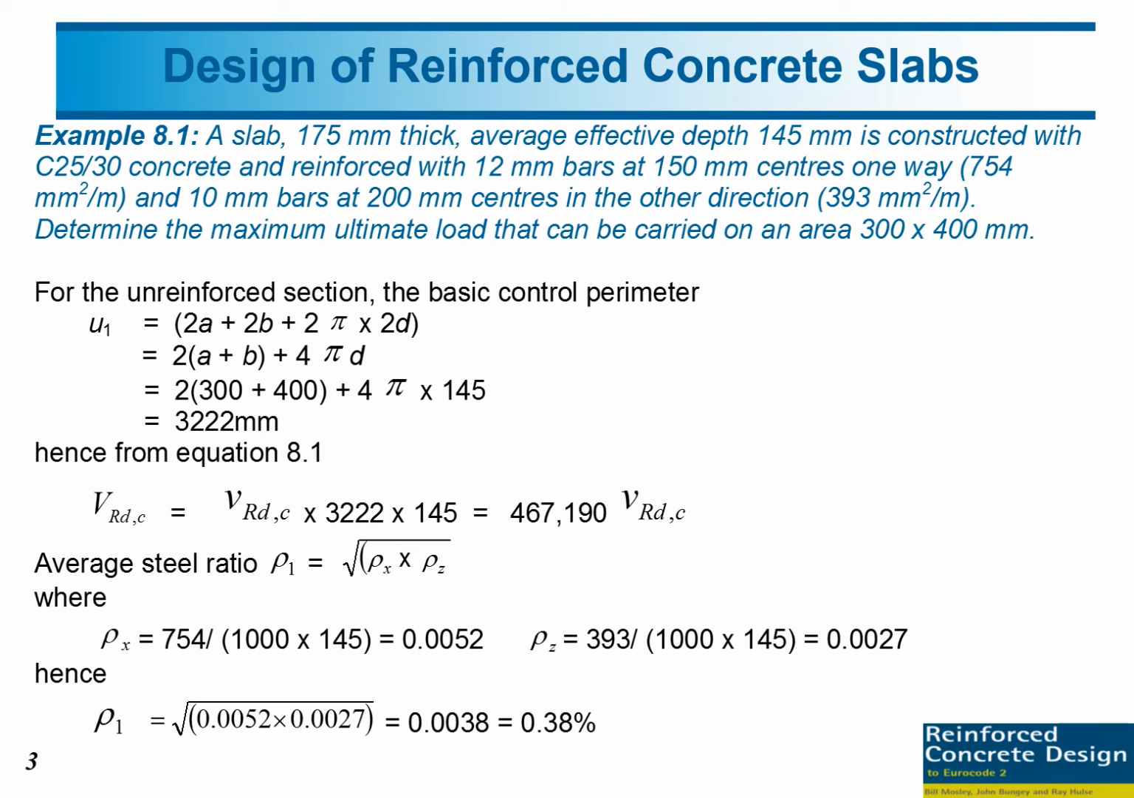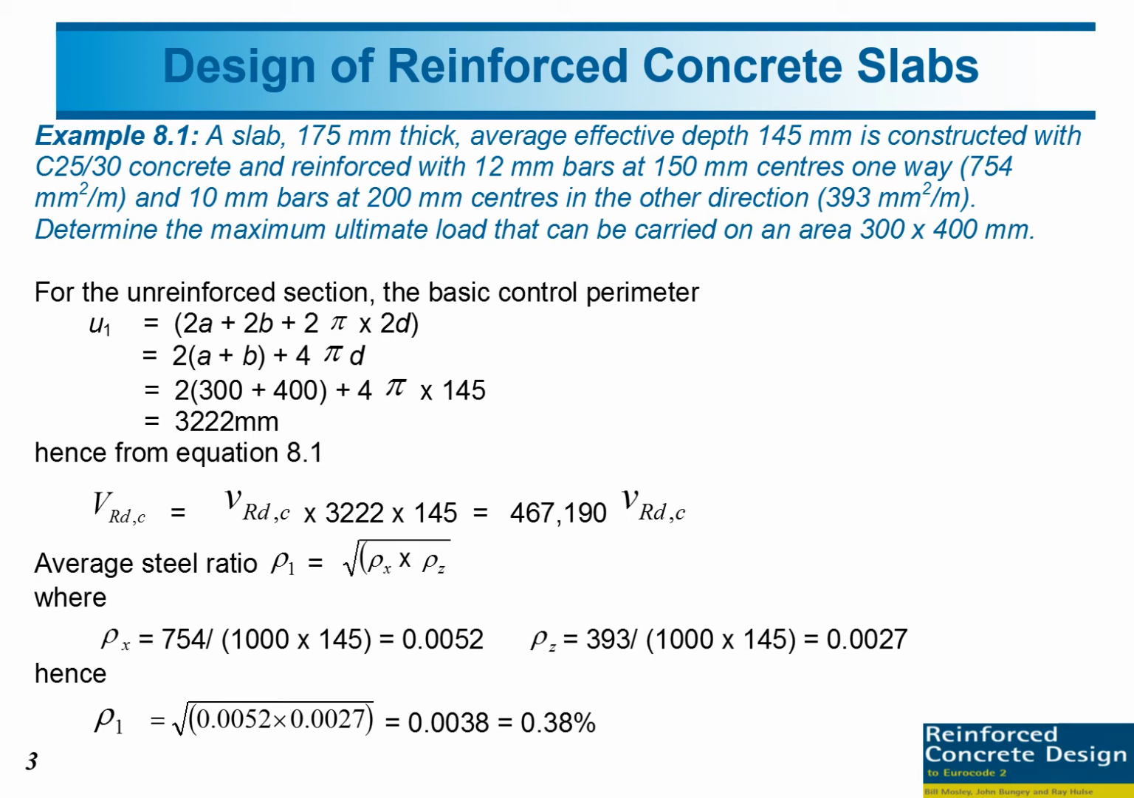First, we need to calculate the basic control perimeter for the unreinforced section. So U equals 2A plus 2B plus 2 pi multiplied by 2D. With D of 145, A of 300 and B of 400, the basic control perimeter is 3222 mm. Then by using this equation, we can get the shear strength of the concrete without reinforcement. Before we calculate VRdc, we need the smaller of VRdc multiplied by 3222 multiplied by 145, so that we have 467190 VRdc.